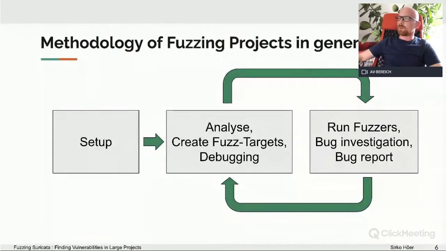The second step is to analyze the project itself and write the fuzz target. The third step is to run the fuzzers and report bugs. And reporting the bugs is also a huge problem, because the developer has to respond to these bug reports and has to patch them. So only this process causes huge time.